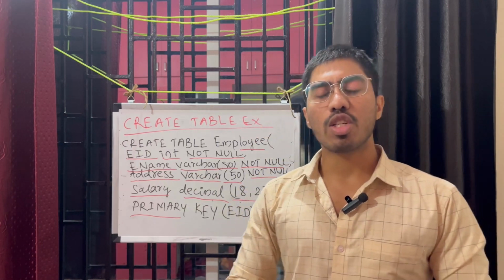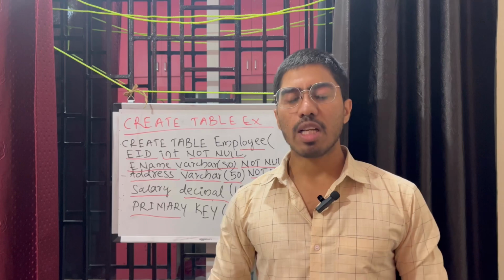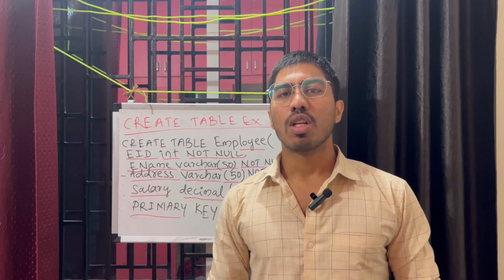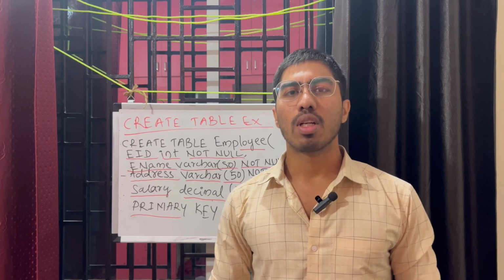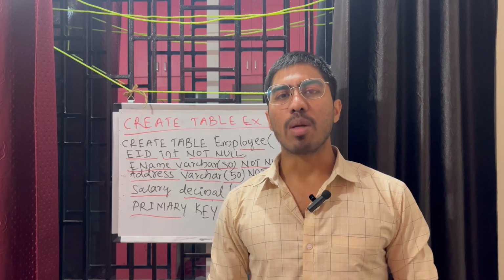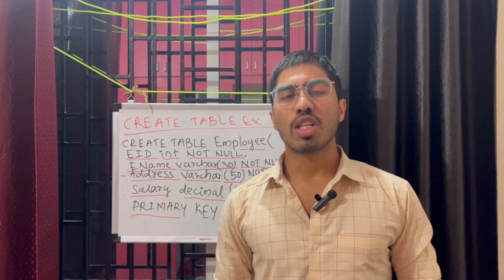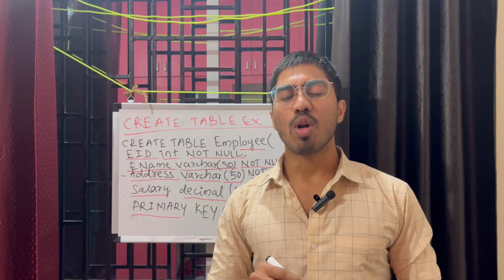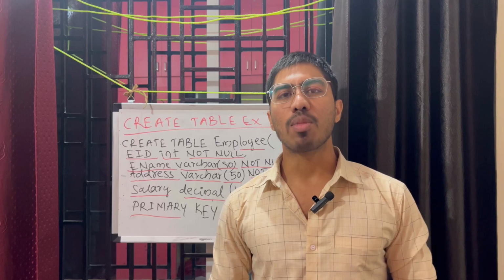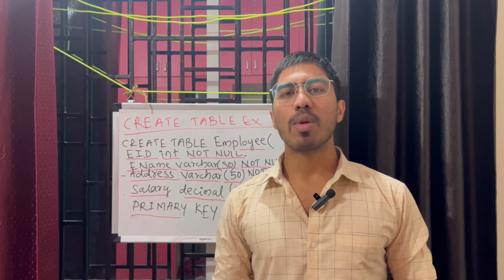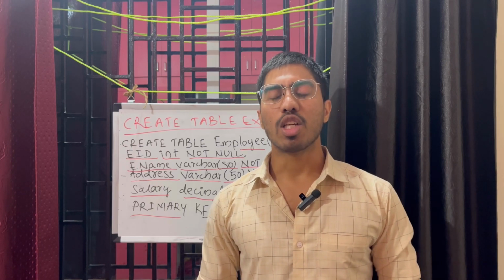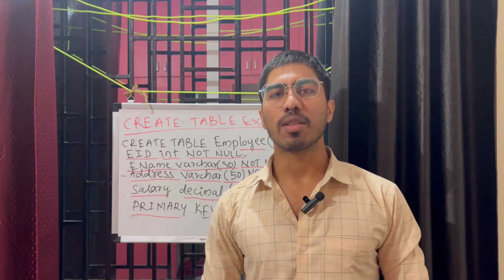So let us understand what is a primary key. A primary key is a column or a group of columns which uniquely identifies a row in a table. That means when you define a primary key, all the records in that primary key should always be unique. The primary key will not accept null values. There will be only one primary key in a table. There should not be more than one primary key.